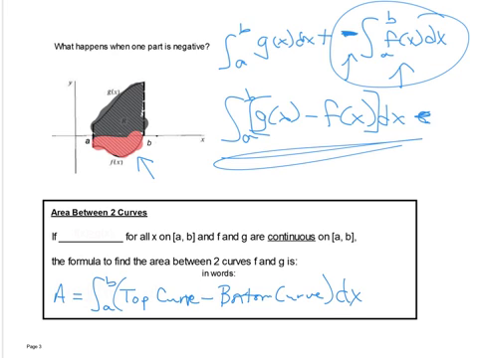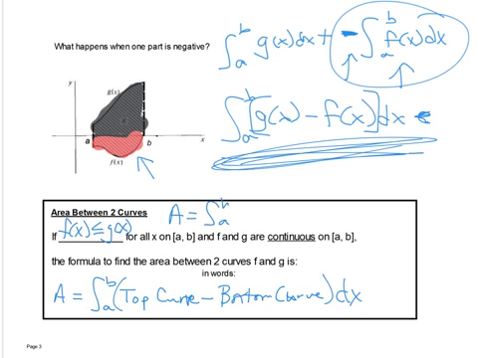I won't put F and G in there because it depends on which one's on the top. Like on this one, G was on the top, but on the one before, G was on the bottom. So I should fill in this other thing. This has to do with if F of X is less than or equal to G of X, then we can add that little caveat in, and the area is equal to the integral of F of X minus G of X dx. That formula works. So whatever's the bigger one, you put on top. You subtract from the smaller one.